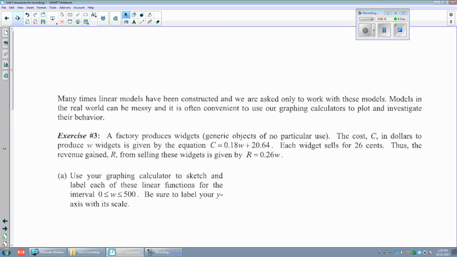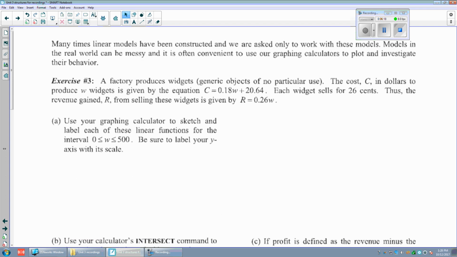Let's go on to the next page. Many times when linear models have been constructed, we're only asked to work with these models. The models in the real world can be very messy. It's often convenient to use our graphing calculators to plot and investigate their behavior. Okay, a factory produces widgets, a generic object, no particular use. Hopefully it's used for something. The cost C in dollars to produce W widgets is given by that equation. Each widget sells for 26 cents.